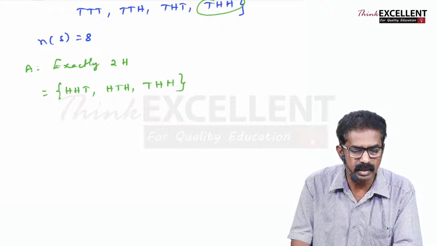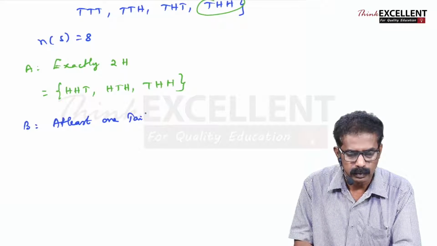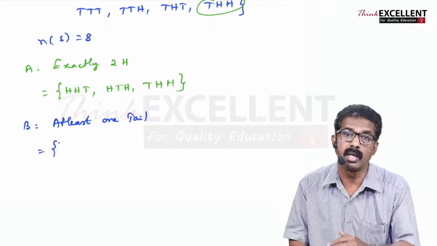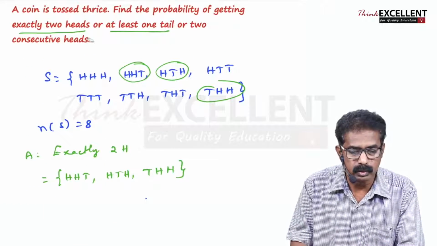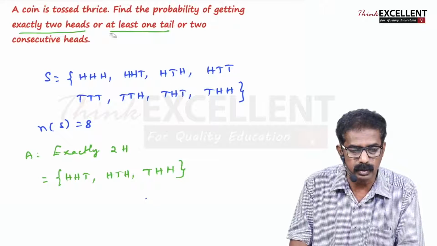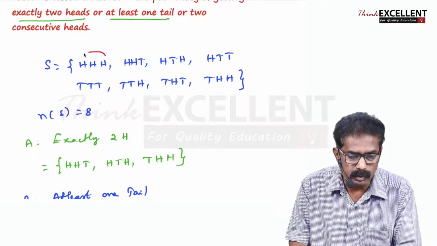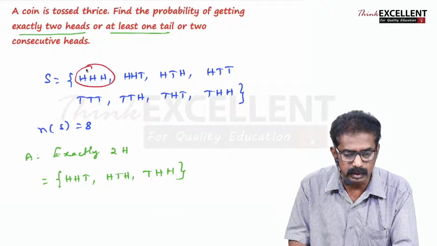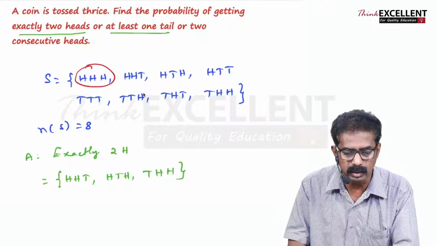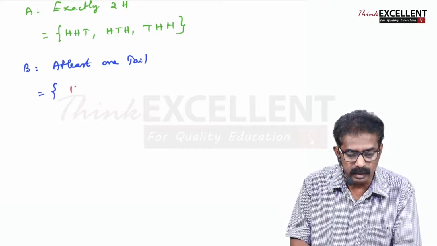So B stands for at least 1 tail. At least 1 means 1 or more. 1 tail or 2 tails or 3 tails, right? You cannot have 0 tails. At least 1 tail means you can take 1 tail or 2 tails or even 3 tails. So except for HHH, you write everything.